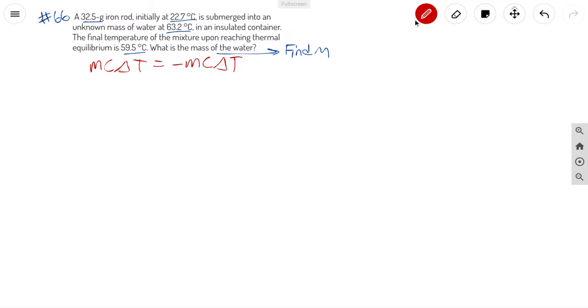And I'm just going to rewrite this equation so that we can plug in all of our variables. So change in temperature can be rewritten as temperature final minus temperature initial. Then, since we're asked to find the mass of water, I'm going to go ahead and isolate M. Yeah, so M is equal to negative.